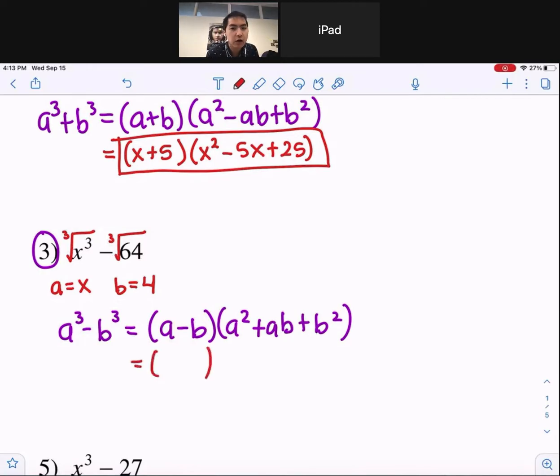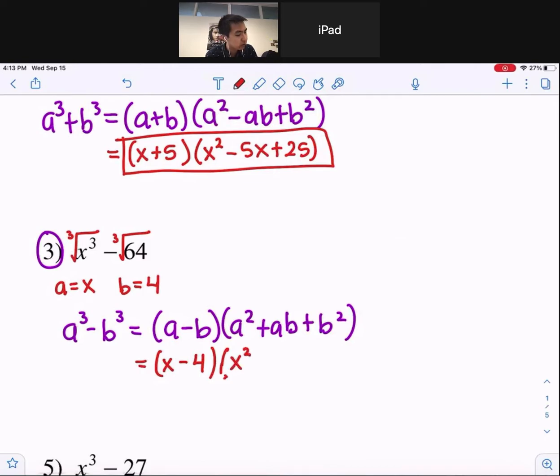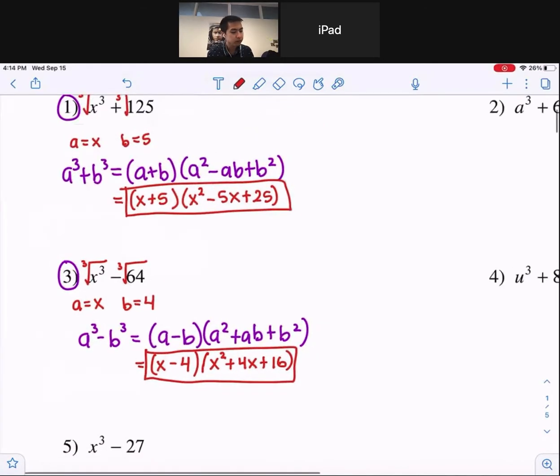So what is our a value? That's x. Minus, what's our b value? That's 4. A to the second power is x to the second power. A times b is 4x, so plus 4x. B to the second power is 16, because 4 to the second power is 16.